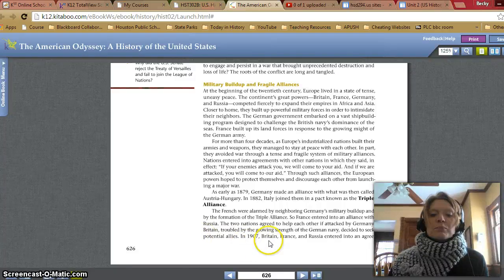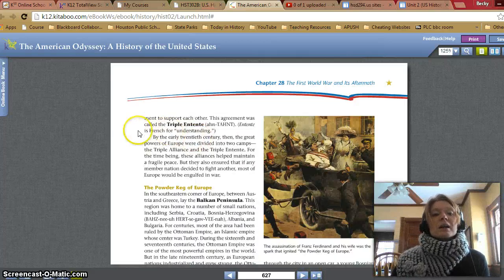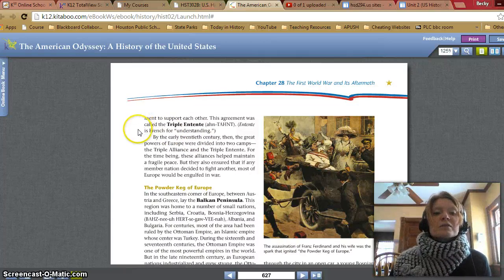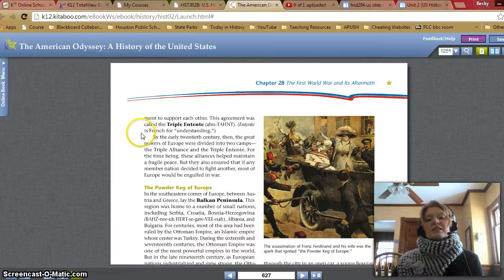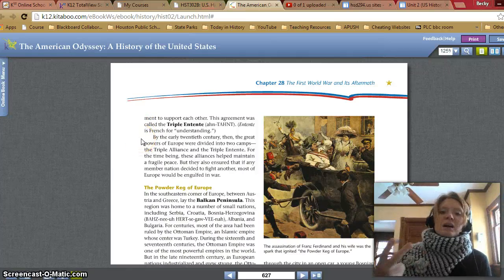In 1907, Britain, France, and Russia entered into an agreement to support each other. The agreement was called the Triple Entente. Entente is French for understanding. So we have the Triple Alliance and the Triple Entente.